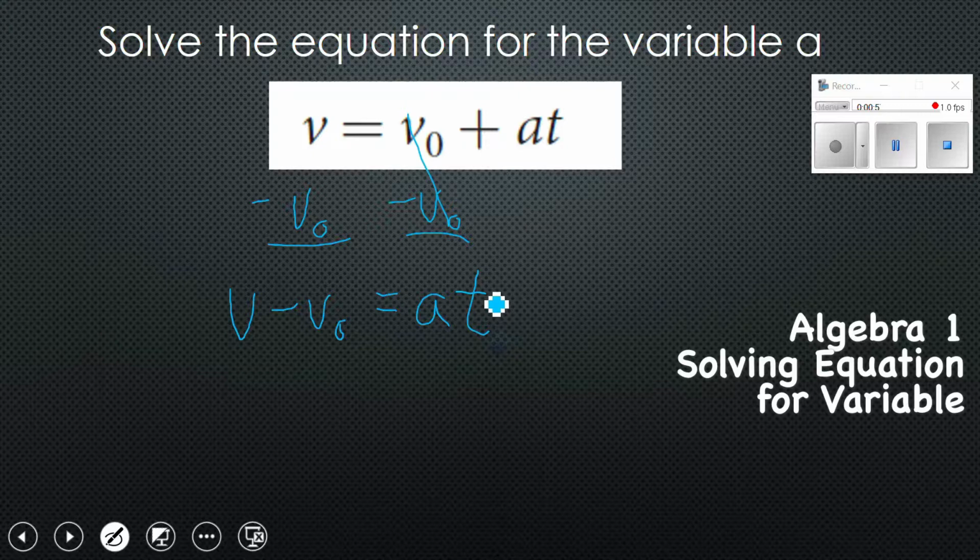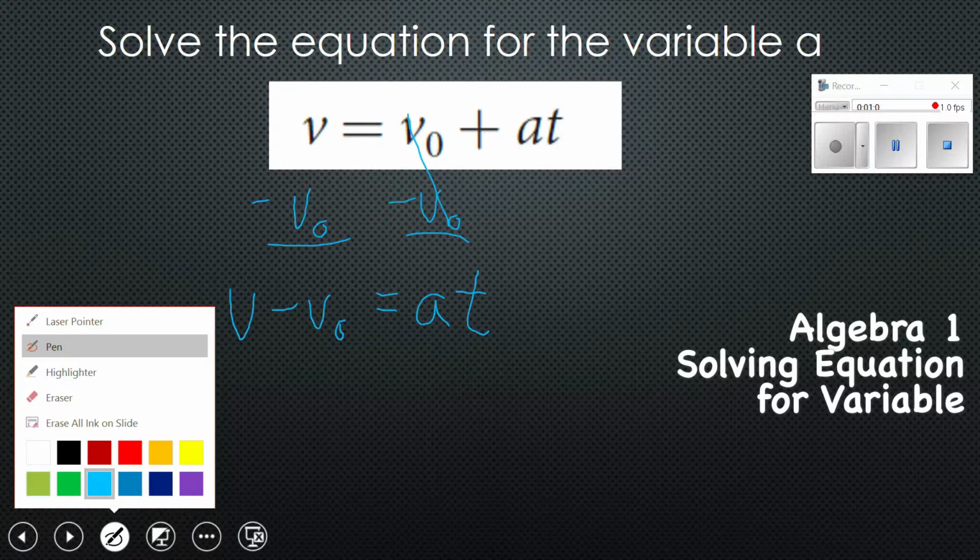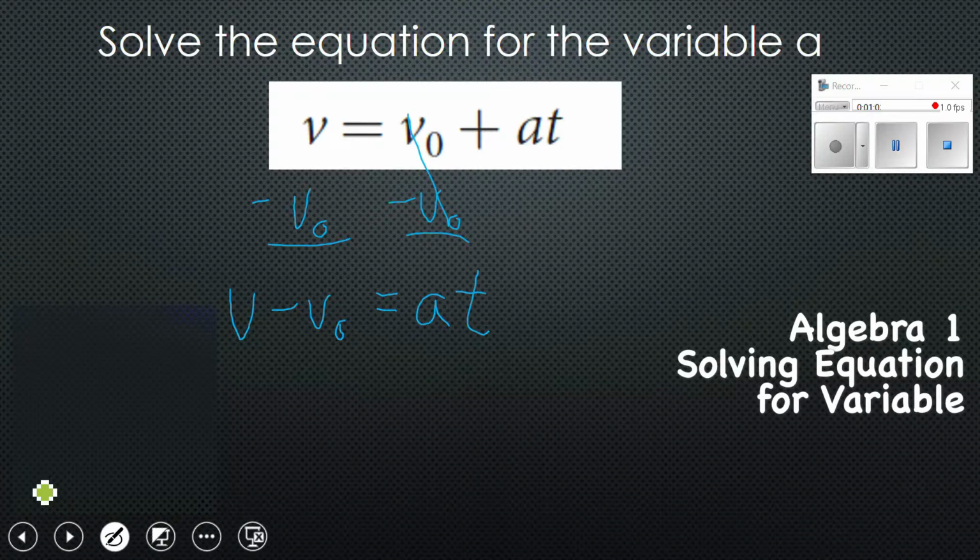Now we're almost there. We almost have our a solved. We have something in the way, and what's in the way is the t. So we're going to look at this equation and say, all right, what's happening between the a and the t? Well, we're having a times there because we have two things next to each other. So we're doing a times t. So we get rid of it by dividing by t because we want to get a by itself. So we're going to divide both sides by t.